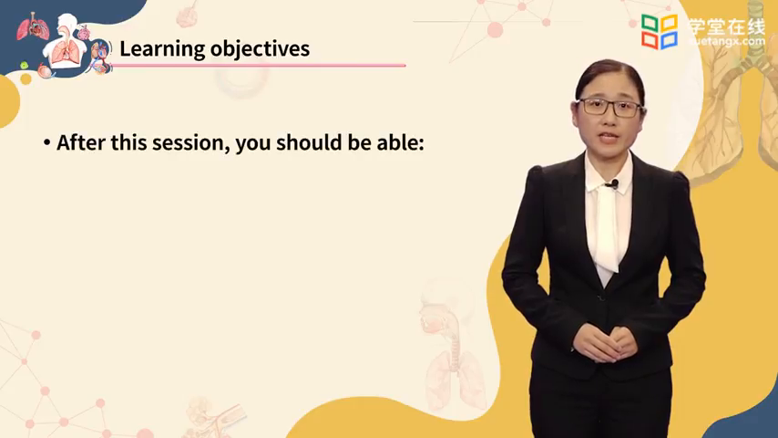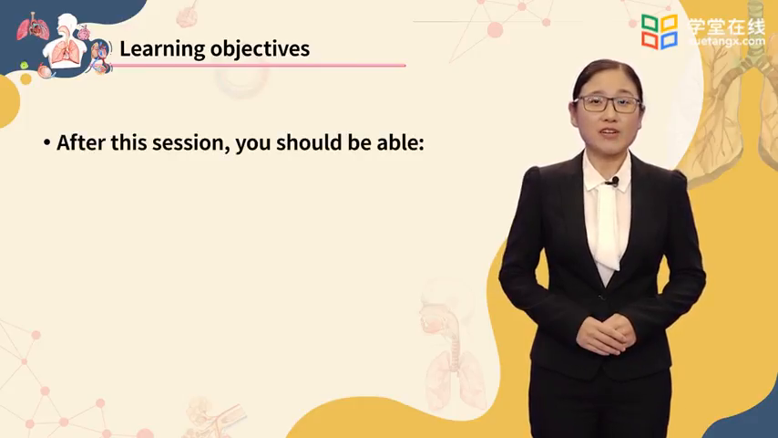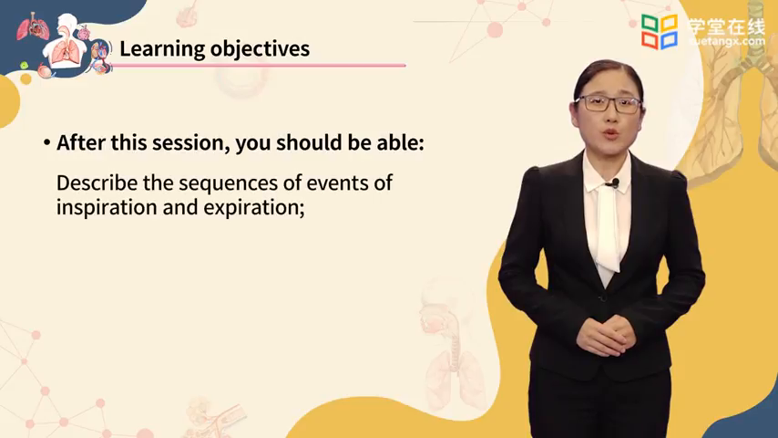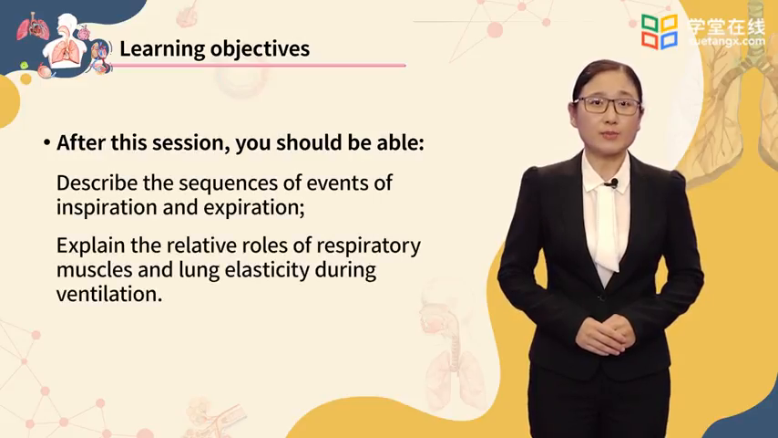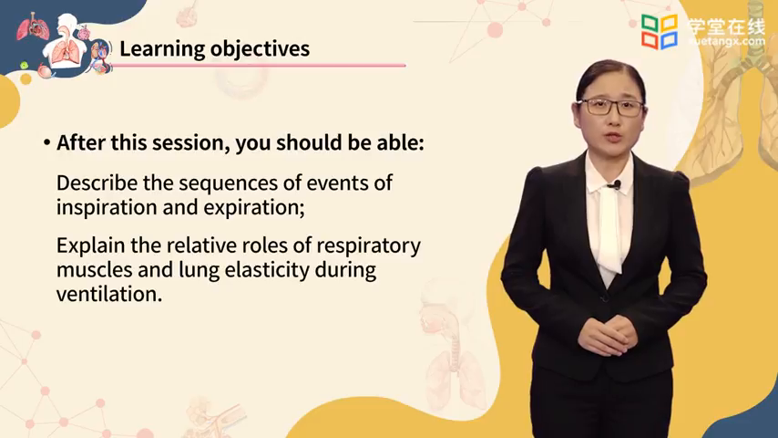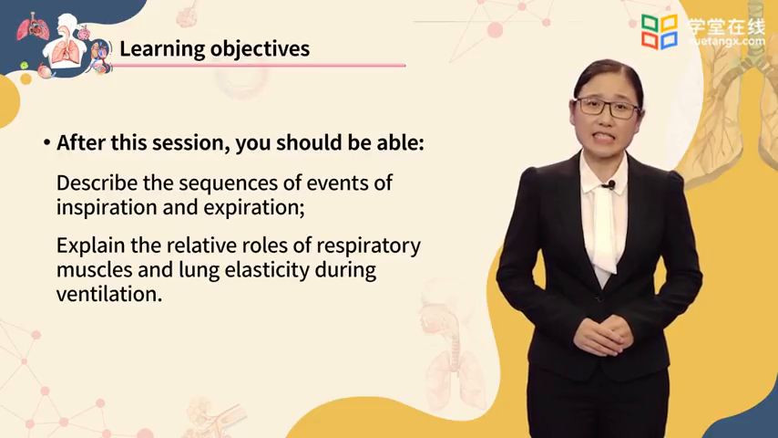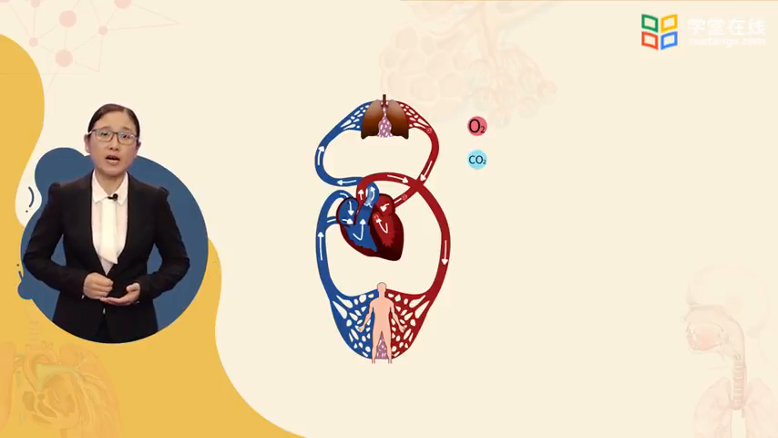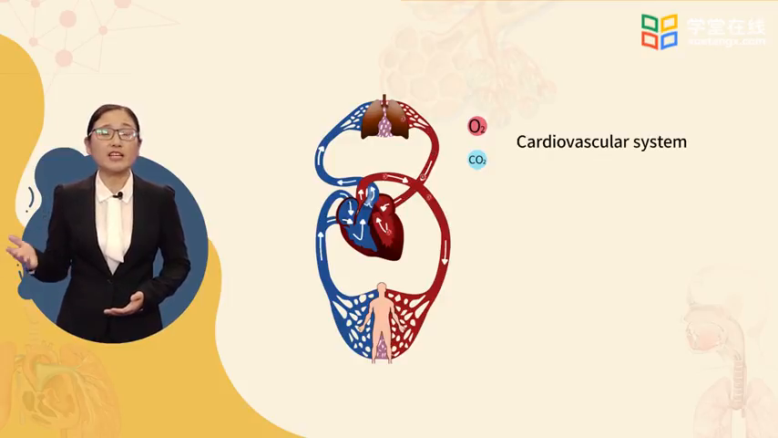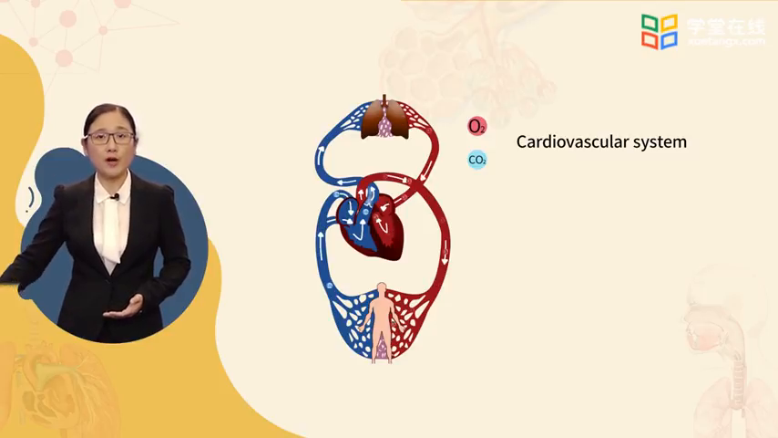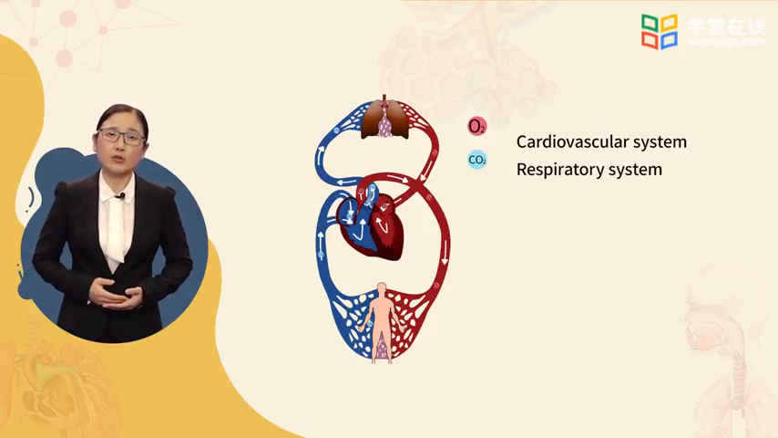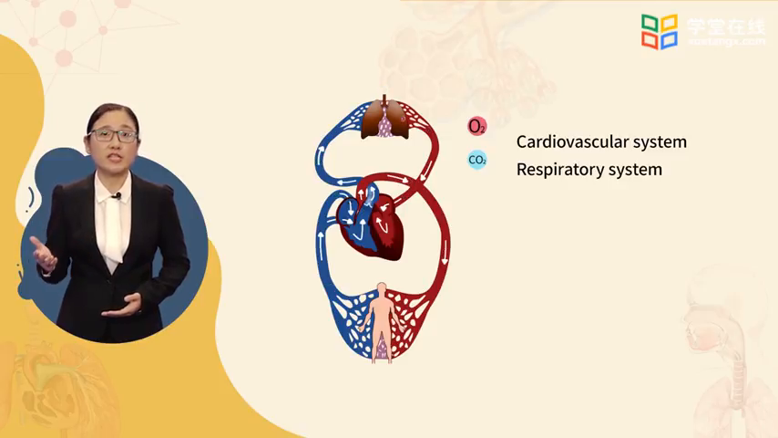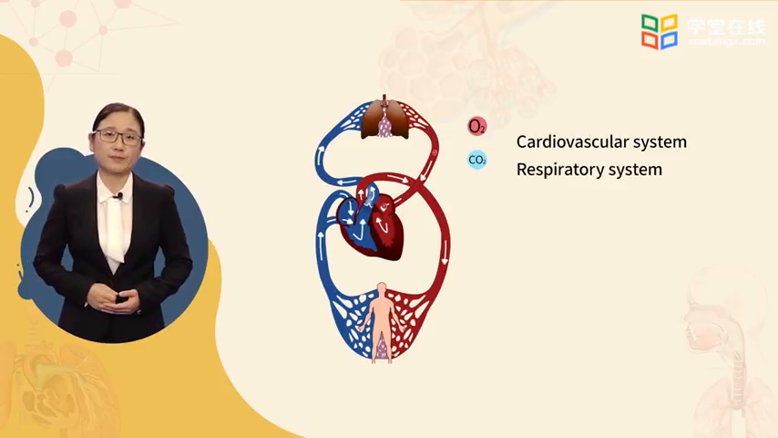Here are the learning objectives of this session. After learning, you should be able to describe the breathing cycle and explain the relative roles of respiratory muscles and lung elasticity during breathing. As a human being is large and constantly needs a certain amount of oxygen, the cardiovascular system pumps the oxygenated blood through our whole body, while the respiratory system ensures a constant adequate supply of oxygen.